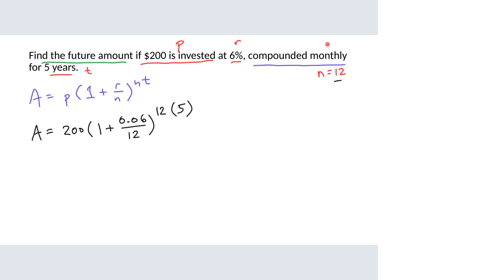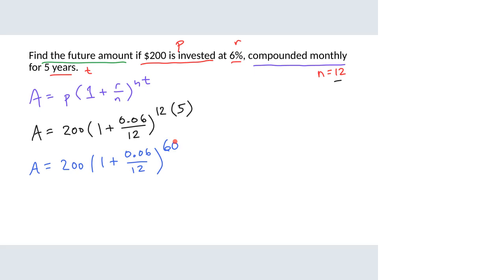And essentially what we're saying here is this. I've invested $200 at 6% compounded monthly. And over the life of this investment, that's going to be 12 times a year for 5 years. They're going to compound my interest 60 times. Now we've got this all cleaned up and we're ready to attack it.